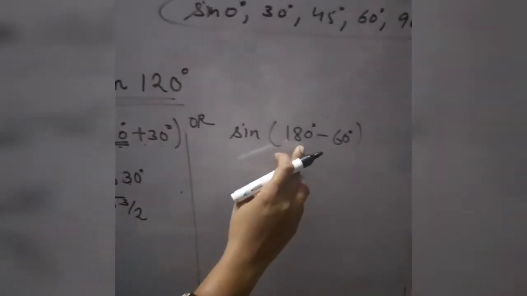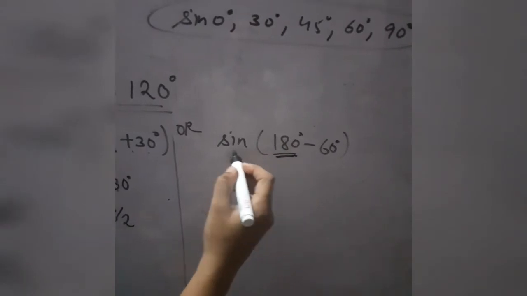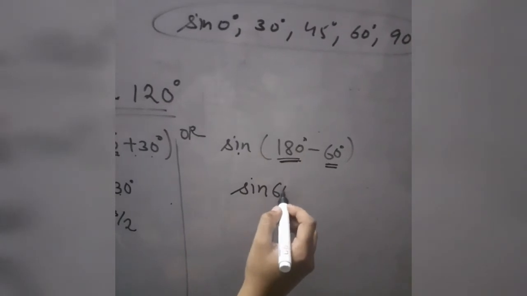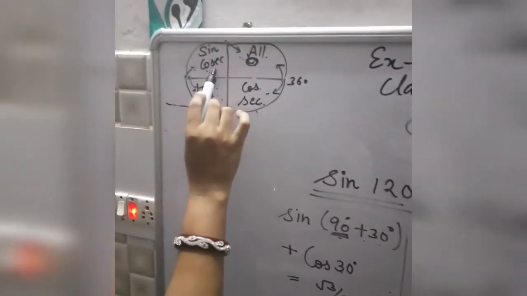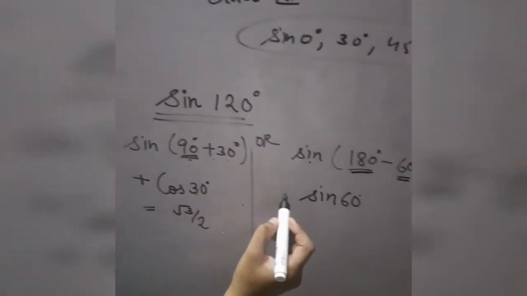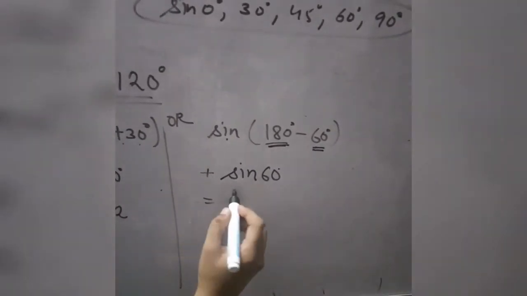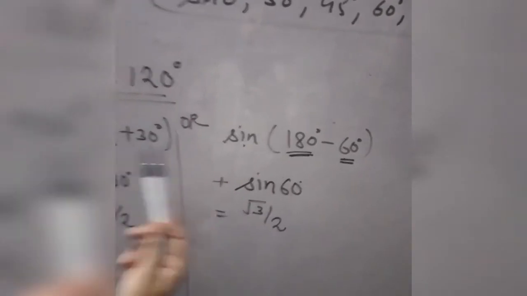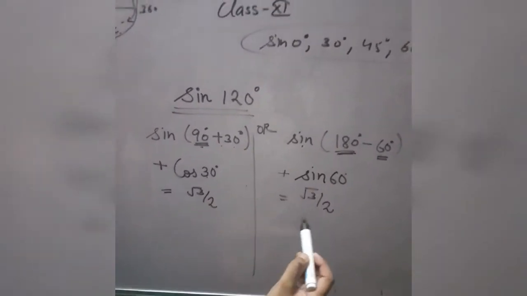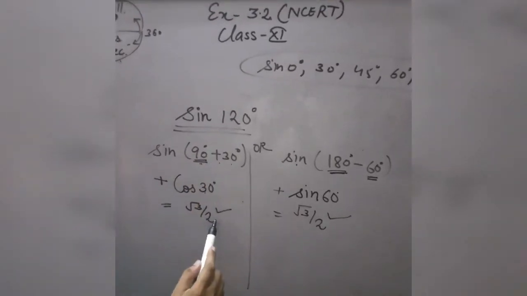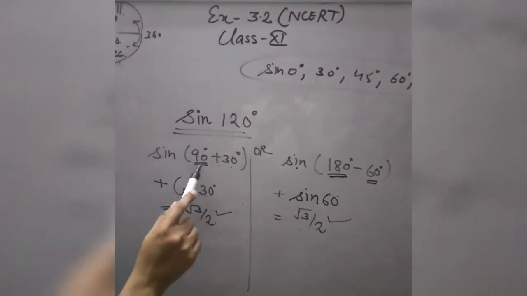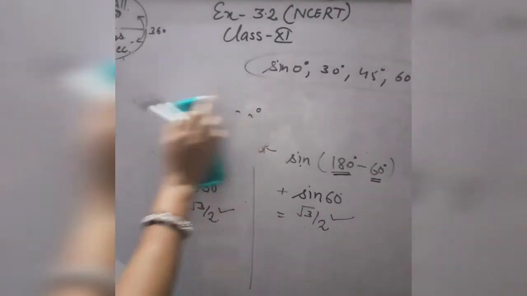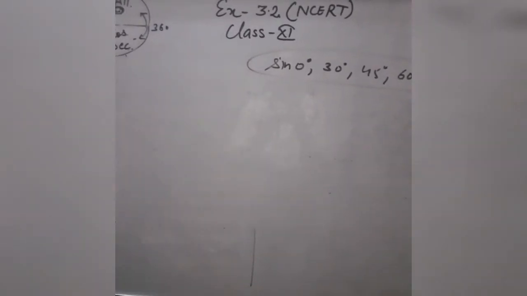Now come to this side. Here also, in case of 180 and 360, the trigonometric ratio remains the same. So here it will remain sine, but the angle is 60, so you will write sine 60. And 180 minus something is the second quadrant. In the second quadrant sine is positive, that's why here you will take a plus sign, and all of you know that the value of sin 60 is root 3 by 2. So if you see very carefully, in both conditions the result is the same, means the value of sin 120 is root 3 by 2. Either you can write it as 90 plus 30 or 180 minus 60, it depends upon you. Similarly, you can find out the value of cos 240.